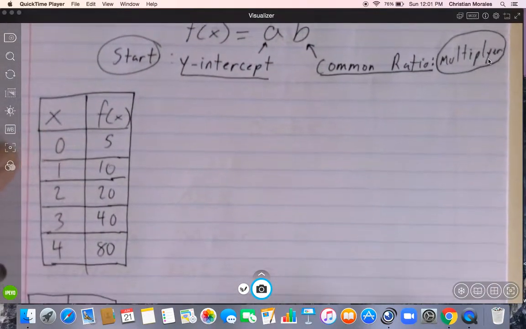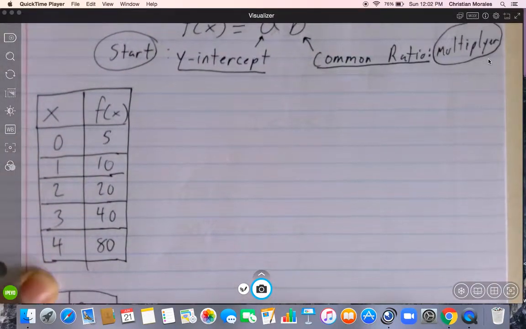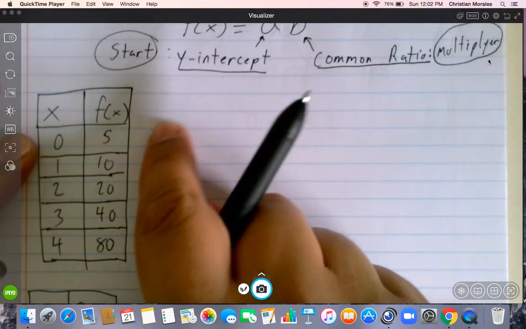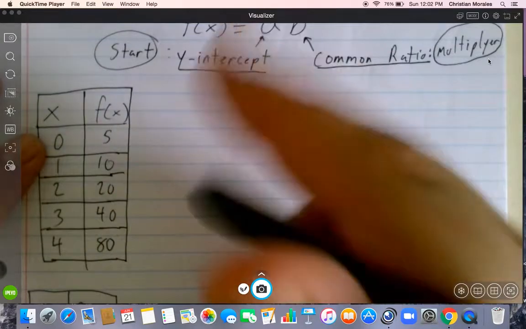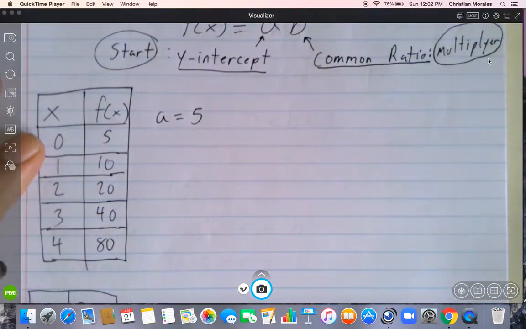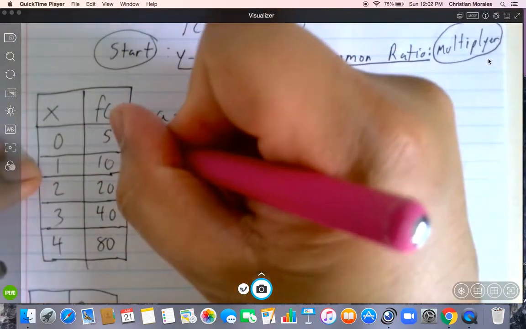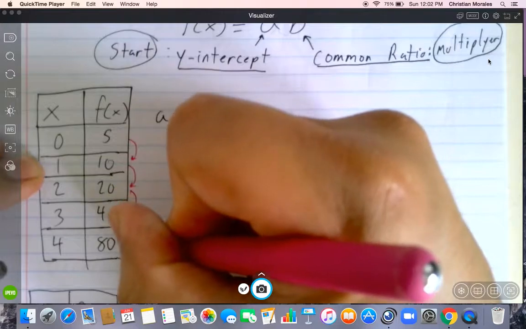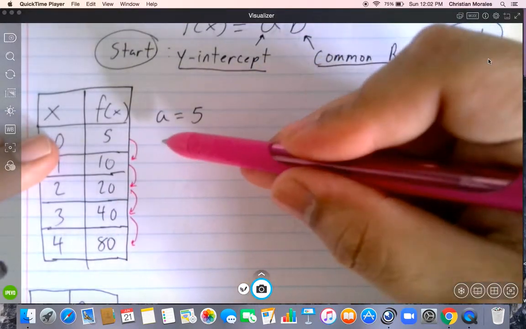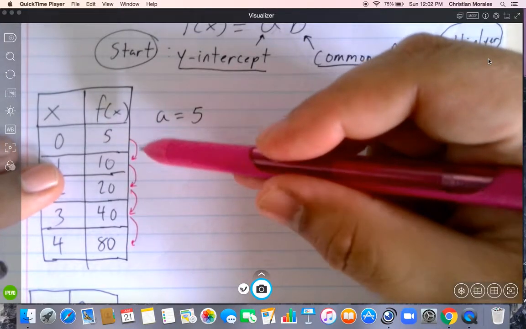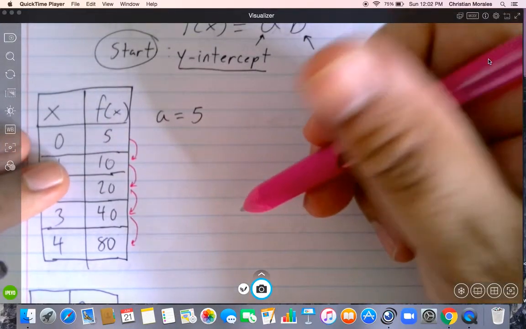So let's look at this table. The first thing you want to identify is the y-intercept. So the y-intercept here is 5. So our a is going to be 5. Now, the next thing you want to identify is the pattern. What is the common ratio? What is your multiplier? So when you're looking at this, it's not going to be 5 because we're not adding by 5, and it's not 10. What is it multiplying by?